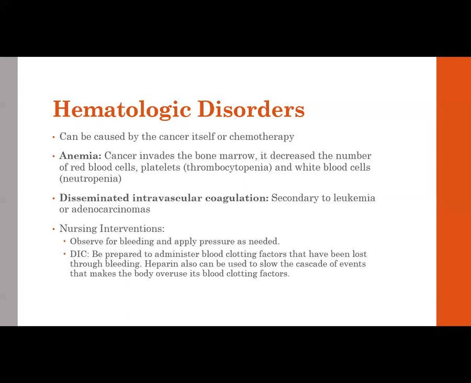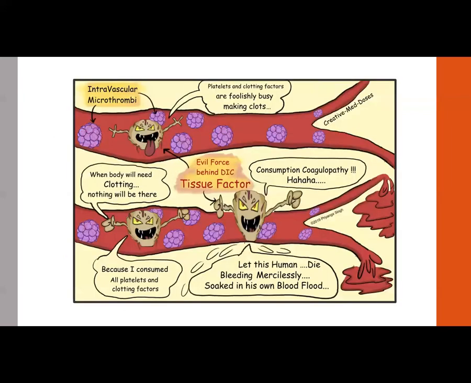With your DIC, what's interesting about it is that they are bleeding and clotting at the same time. So dealing with that is interesting because they'll give heparin as well as clotting factors, so make sure to watch for that. Your nursing interventions are observing for bleeding, applying pressure as needed, and being prepared to administer blood clotting factors that have been lost through bleeding. Heparin can also be used to slow the cascade of events that makes the body overuse its blood clotting factors.